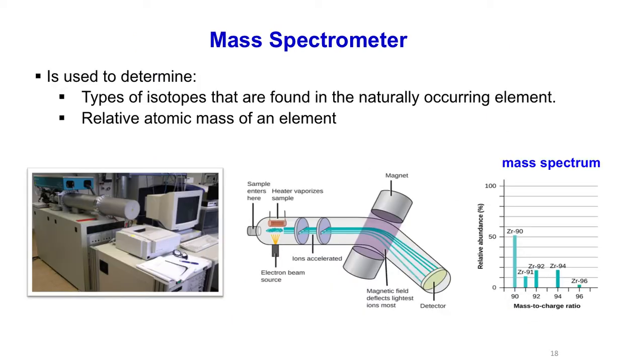A mass spectrometer is equipment to determine the type of isotope found and to get the relative atomic mass of an element. For example, we want to check a sample of soil. Then we put the sample here. After the ions are accelerated, it will give this reading. And this mass spectrum you can see on the monitor screen that is connected to the mass spectrometer.